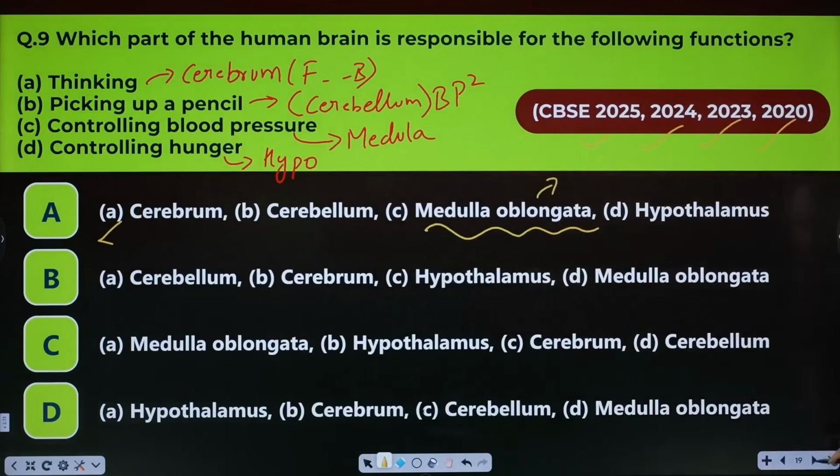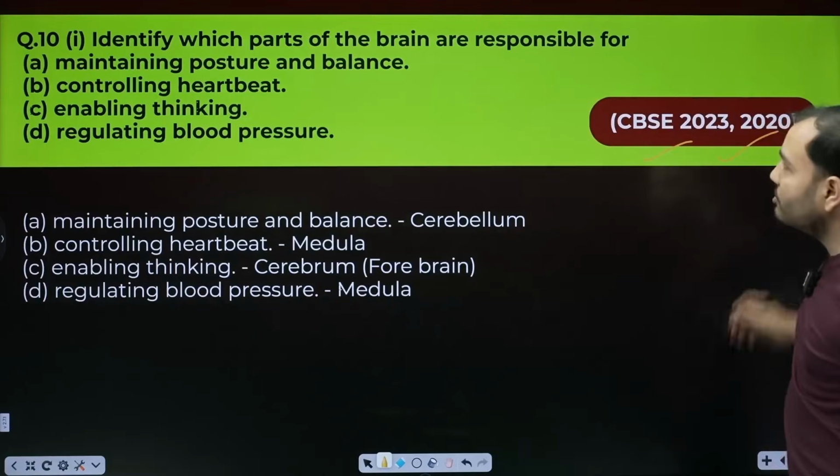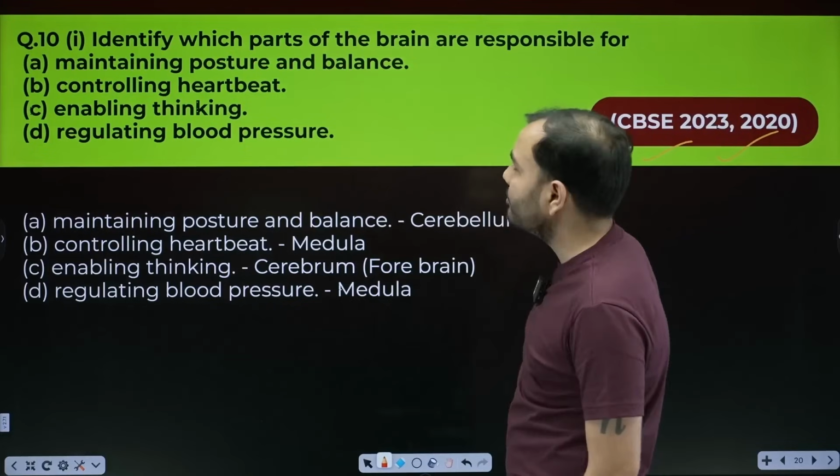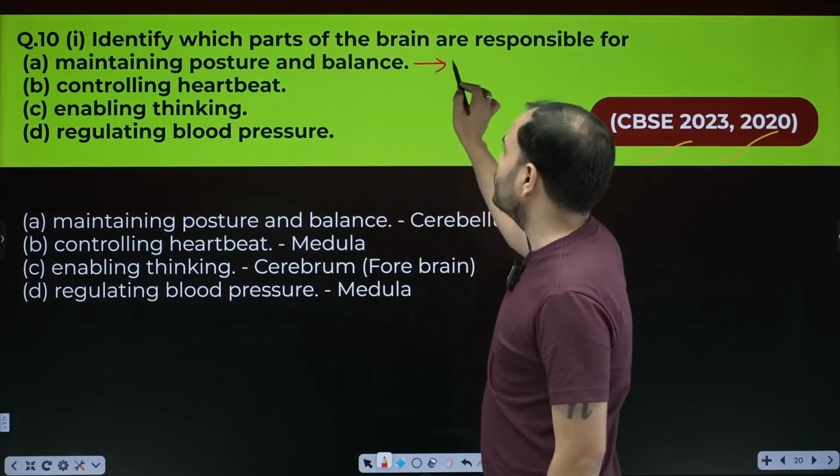Don't worry. Okay, let's move on. Next, CBSE 23-20. What is it asking? Which part of the brain? It's asking the function of the different parts. Maintaining posture and balance. So BP square.